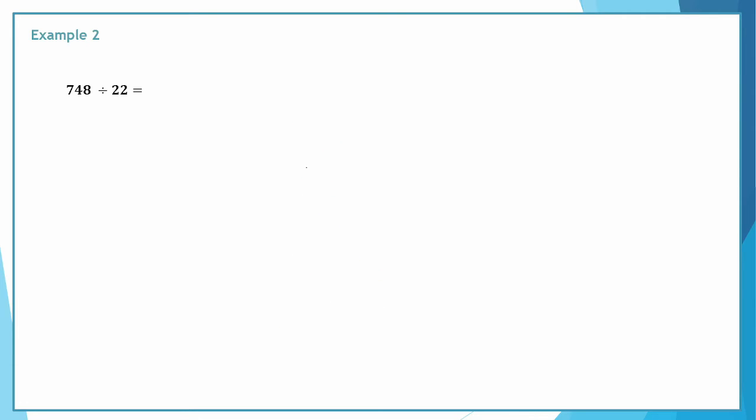So here we have our next example. We're going to be looking at 748 divided by 22. We're going to solve this using some long division. So if we put 748 divided by 22, we're going to start off as we would with regular division.